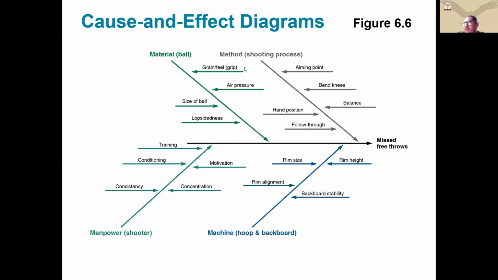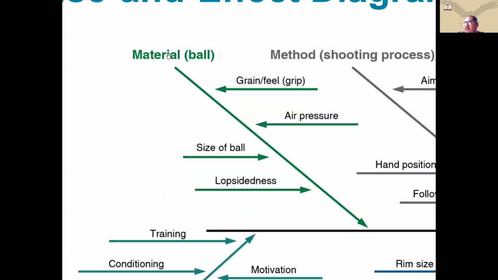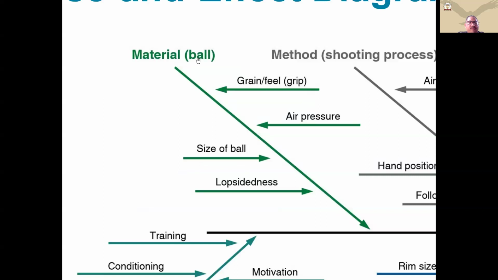So you can start to look at, maybe it's the material. Material referring to maybe it's the ball. Maybe the ball doesn't have a good grip. Maybe the air pressure in the ball is too low, and we need to add more pressure. Maybe the ball is too small, or too big. Or maybe the ball is defective in some way. So that would fall under material, for example.